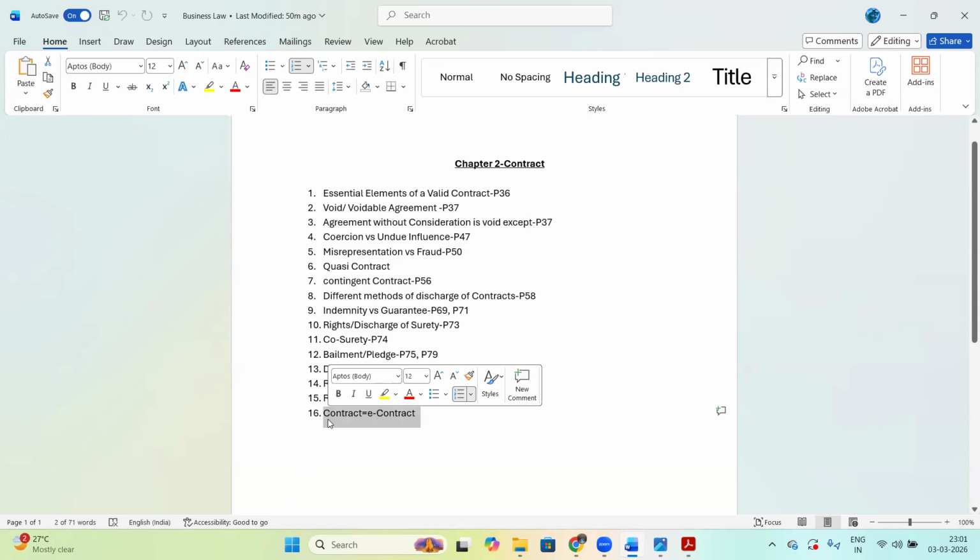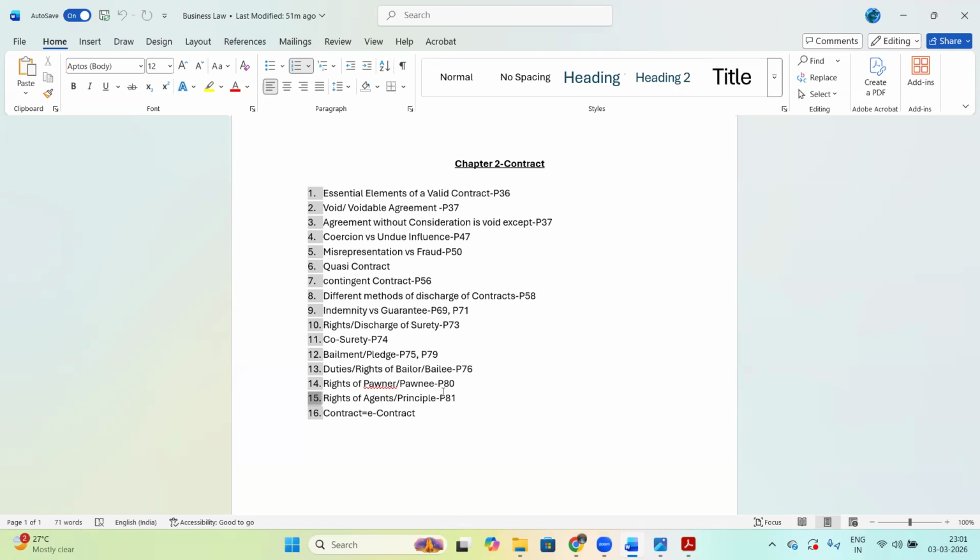Lastly, contract and quasi-contract essential elements are the same only. Don't get confused. Minimum you should be aware of these topics. These are for information purpose, and you are requested to go through at least this much of the chapter. Over and above, you should be going through the entire chapter, which is time consuming, and it is the proper way to do. But as a quick revision, you should be aware of this much at least.